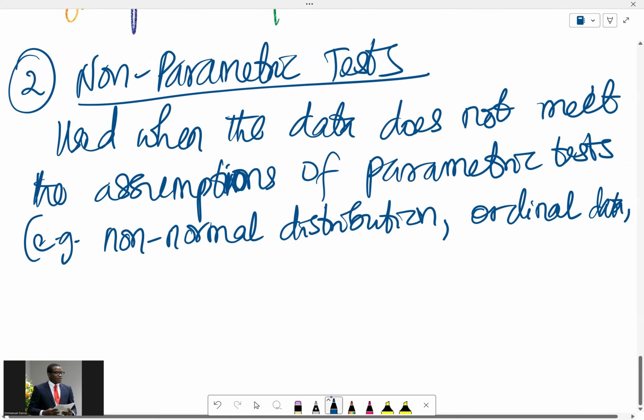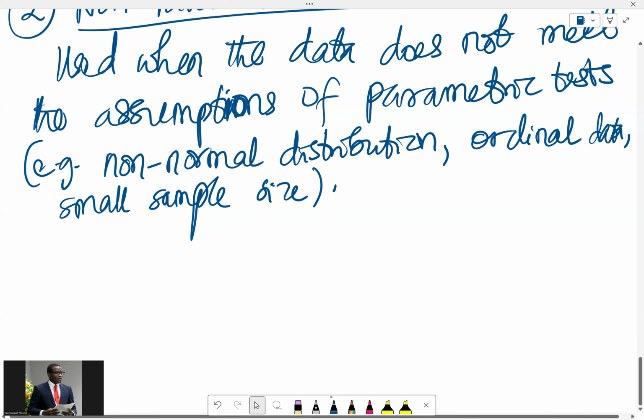Maybe things like first position, second position, and things like that. Those are ordinal data. So you can use non-parametric tests for ordinal data or even small sample sizes.